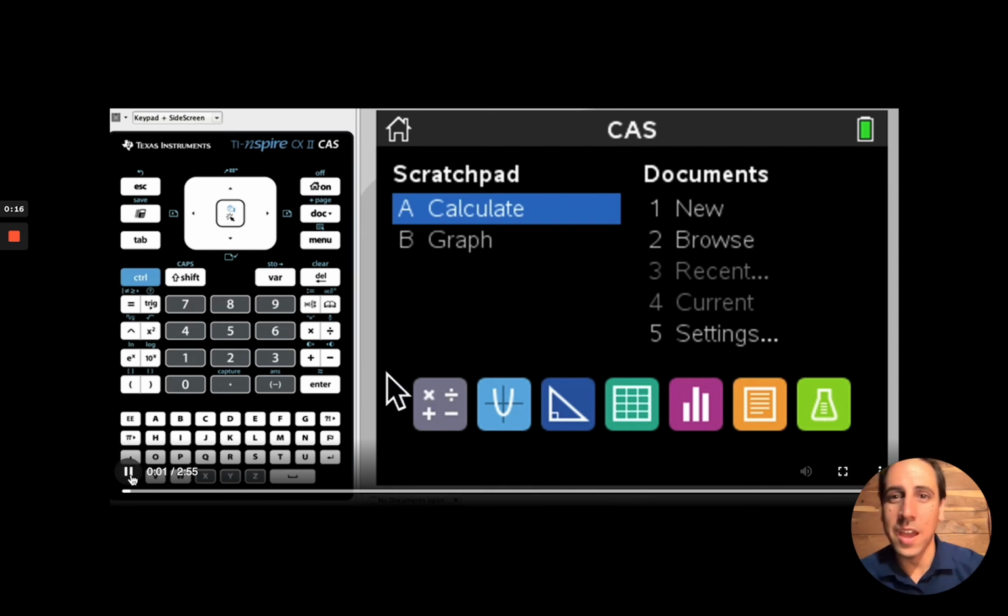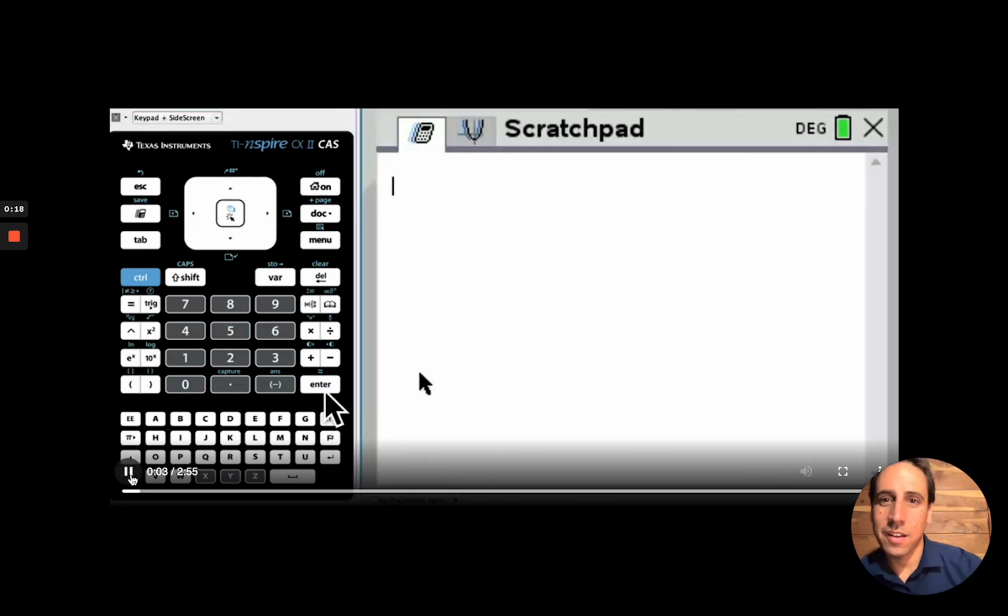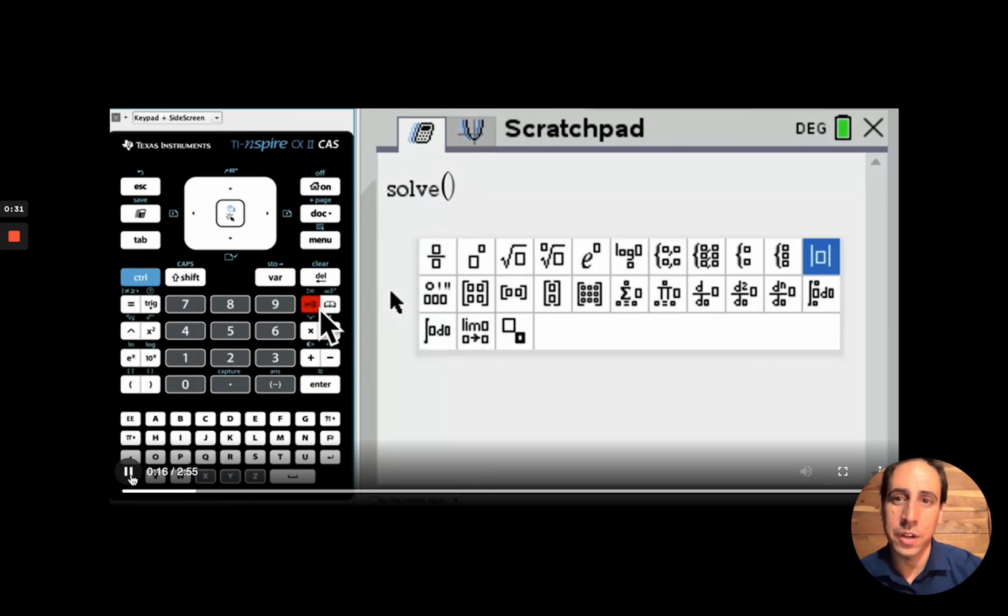So let's go to calculate, and let's type something in. I'm going to teach you how to use the solve function. You're going to type out the actual word solve, because we want to solve an equation. Put a set of parentheses, and inside the parentheses you have to put 2 things. You have to put an equation.